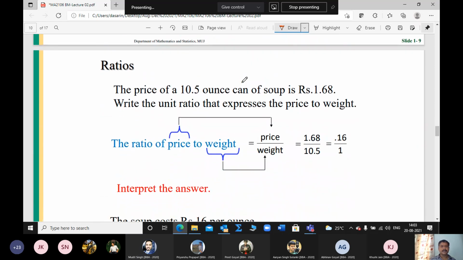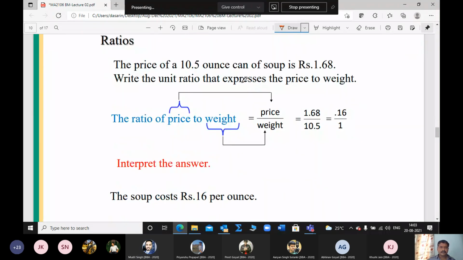Moving ahead, another question. The price of 10.5 ounce of soup is rupees 1.68. Write the unit ratio that expresses the price to the weight. Okay, the price of 10.5 ounce of soup is rupees 1.68. Write the unit ratio that expresses the price to the weight. So in that fraction, price to the weight, price would come in the numerator, the weight would come in the denominator.